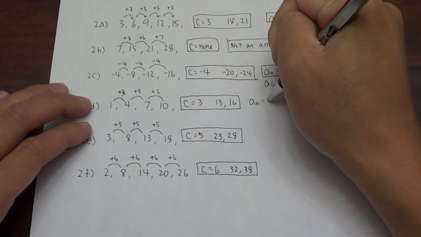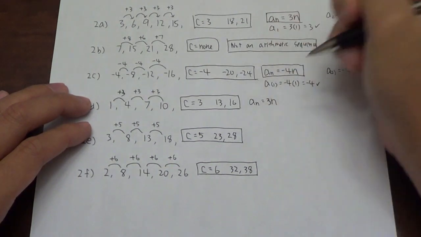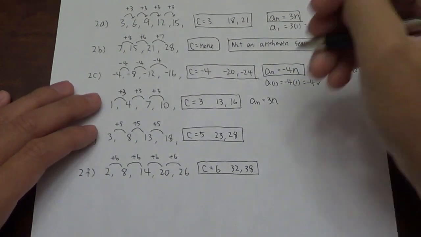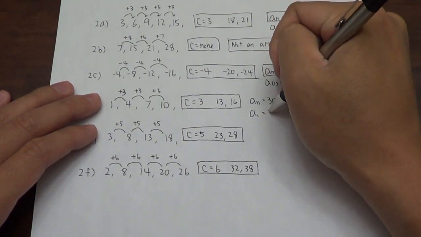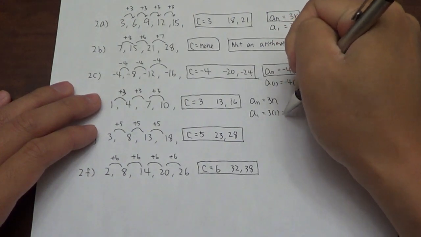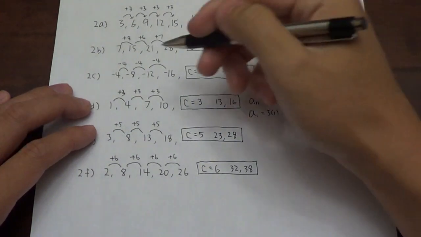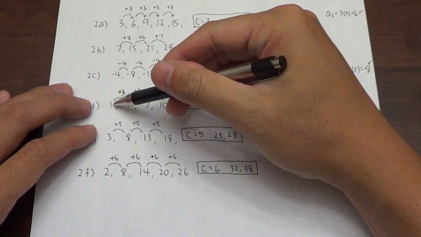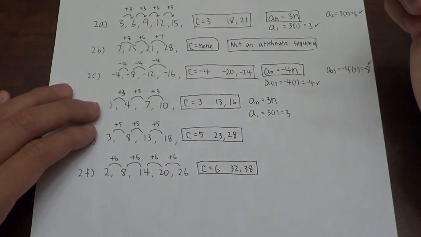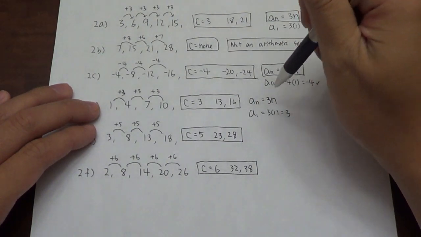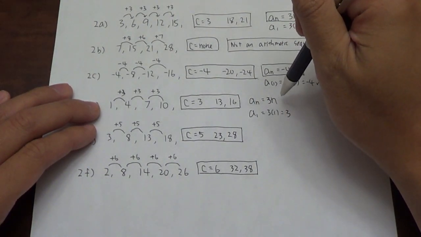I know it's gotta be multiplying by 3. Alright, and let's go ahead and do our check. If I input the first term, I get 3. However, our first term is supposed to be 1. So obviously that doesn't match up, but we can modify our initial equation to get 1.